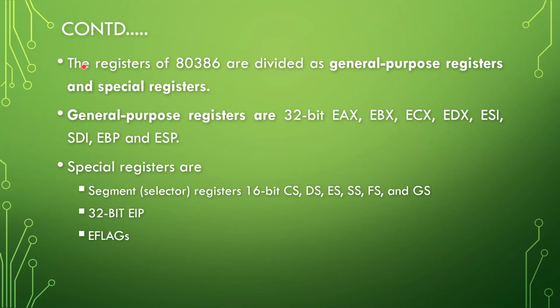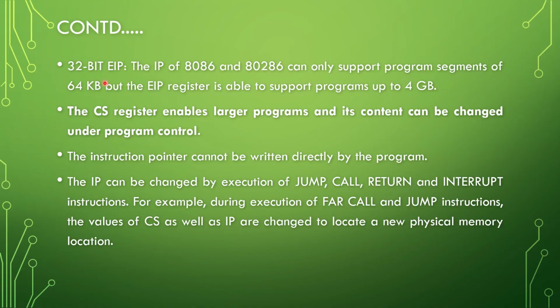The theory part we have already discussed in the previous slide itself. The registers of the 80386 are divided into general purpose as well as special purpose registers. General purpose registers are 32-bit: EAX, EBX, ECX, EDX, ESI, EDI, EBP and ESP. And the special purpose registers include segment registers, or selector registers, we can call them like that, the 32-bit instruction pointer, and E flag. So the 32-bit instruction pointer is the extended instruction pointer.